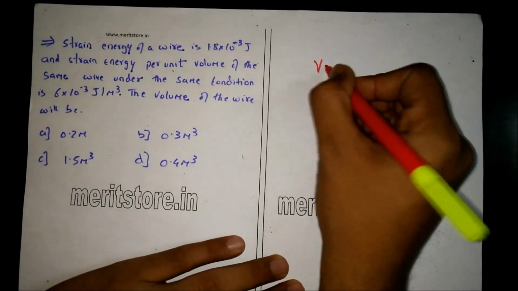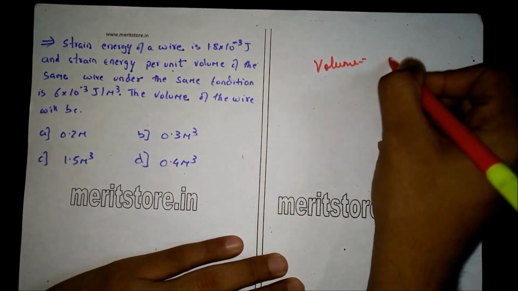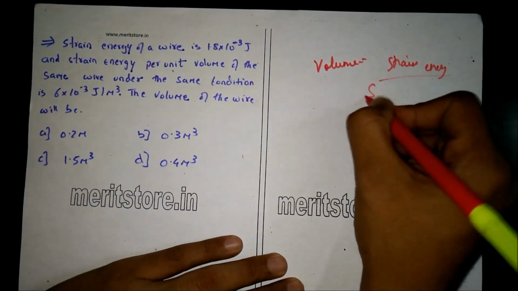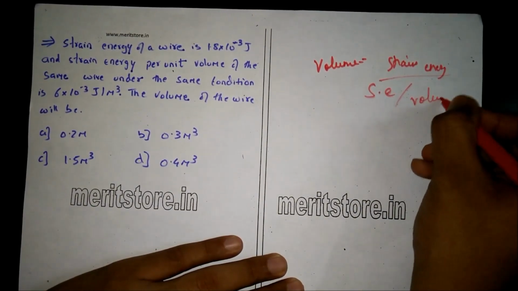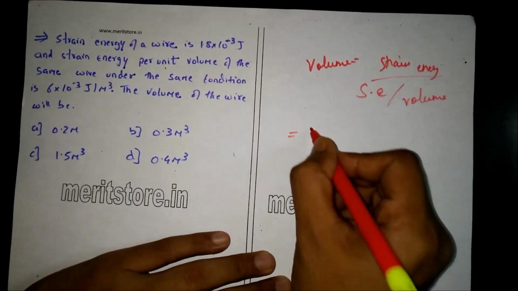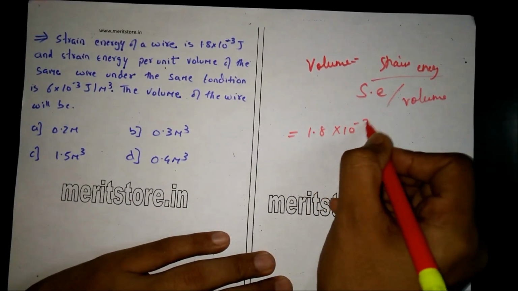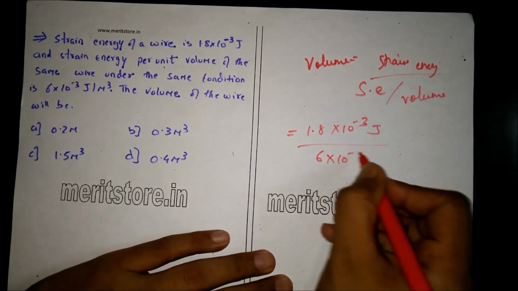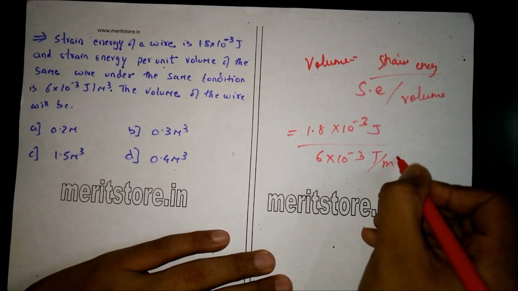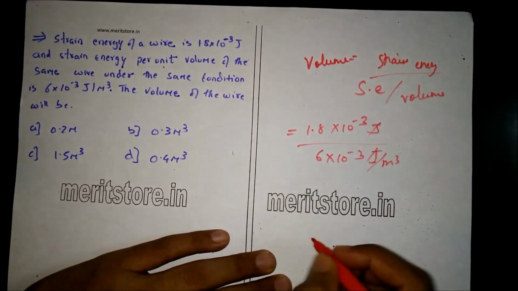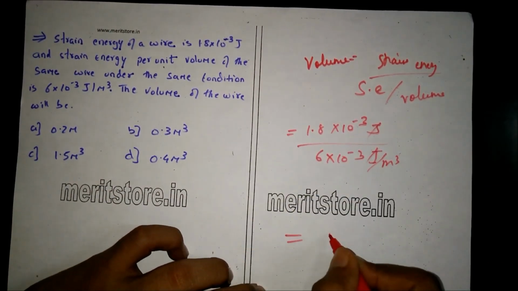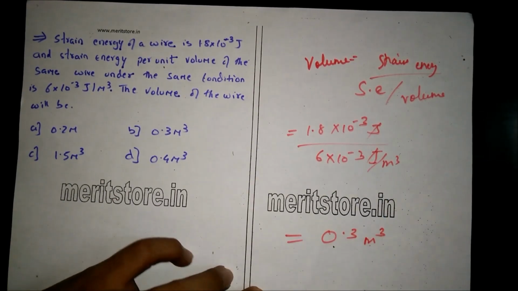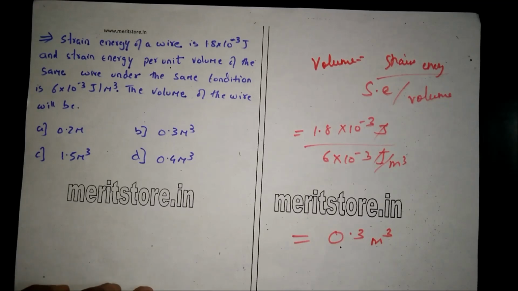Now we know that volume is equal to strain energy upon strain energy per volume. Therefore, here the strain energy is 1.8 into 10 raised to minus 3 joules, and the strain energy per volume is 6 into 10 raised to minus 3 joules per meter cube. Joules will get cancelled, and this on division will give 0.3. The unit will be meter cube. Therefore, the correct answer here will be option B.